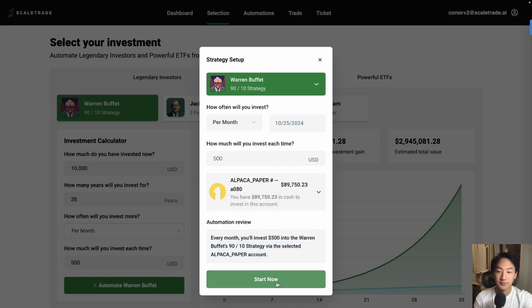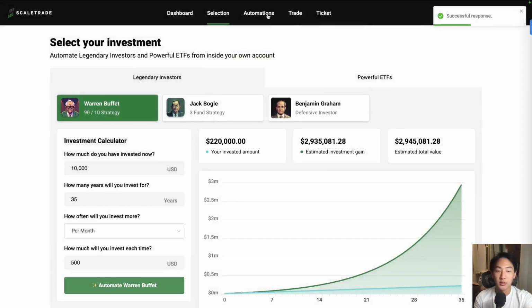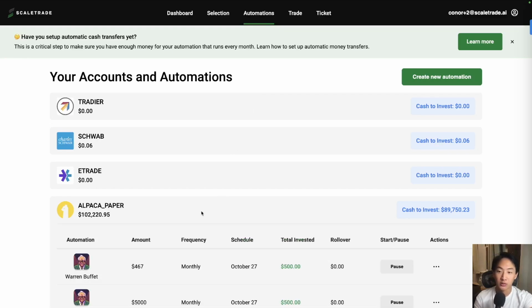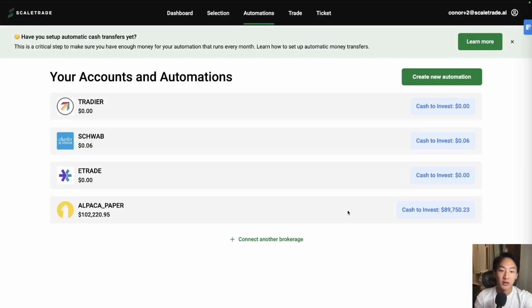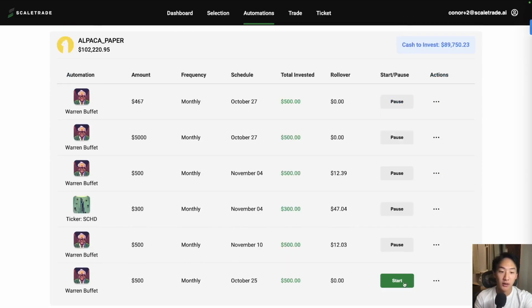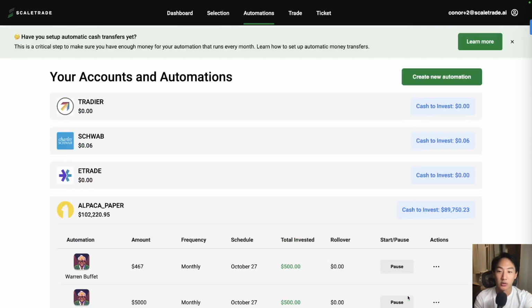It shows me a summary of this automation. I'll go ahead and click Start, and once I click Start, you'll see in my automations tab, excuse the Warren Buffett clones, I've been doing a lot of demos, that we have the automation we just created for $500 monthly, October 25th, and I can pause this strategy whenever I'd like. I can remove the strategy whenever I like. I can restart it. I can edit it. I can do whatever I want to the strategy. You have full control as a user.